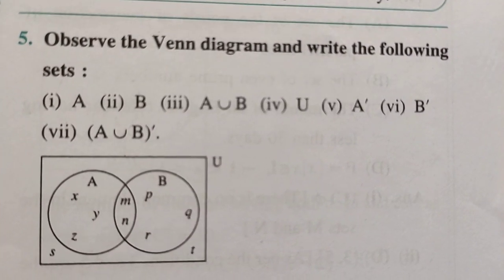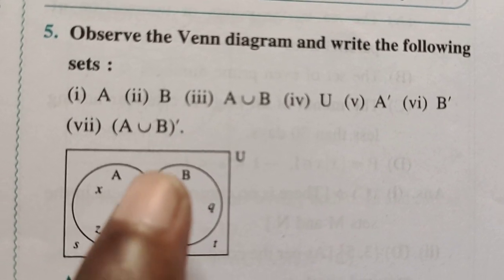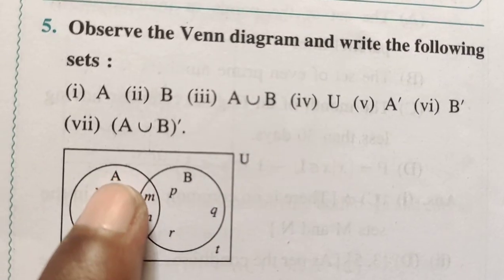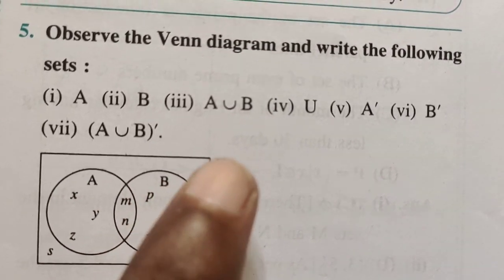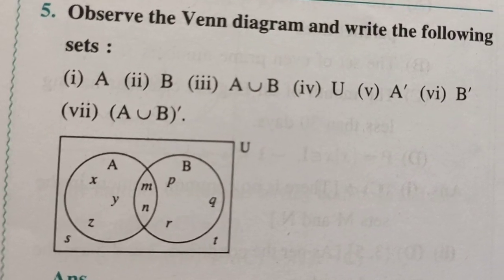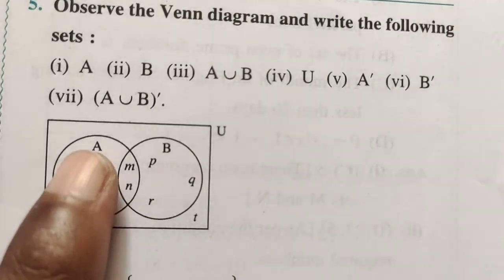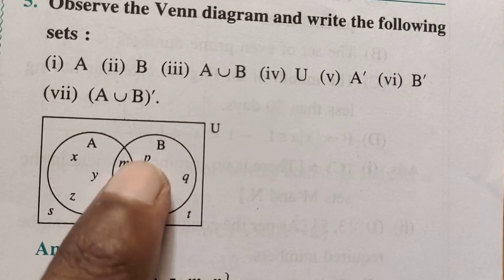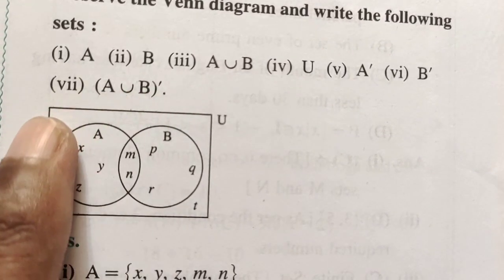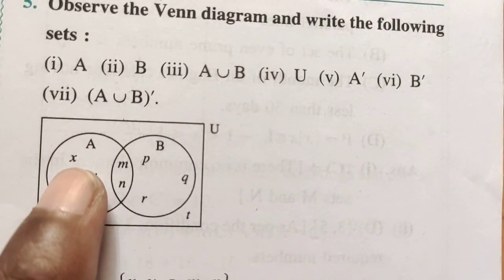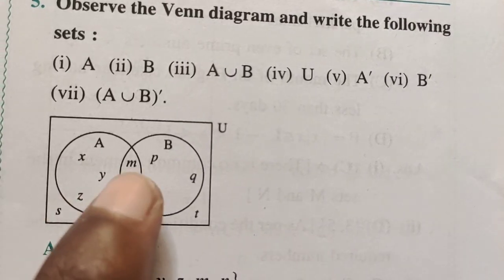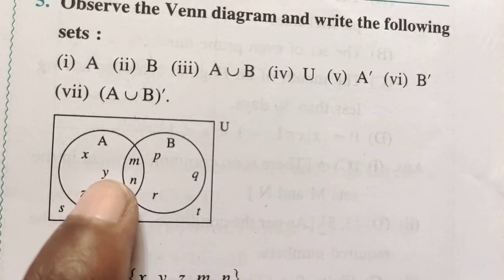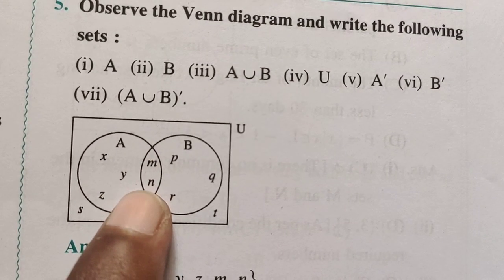In this case you have to observe this Venn diagram. See what is there in the Venn diagram. You are given set U, set A, and set B. By observing this diagram you have to give the answer of these sets. Now see what is there in set A. Set A means this circle. So write those elements which you can see in this circle: X, Y, Z, M, N. So in set A you are going to write X, Y, Z, M, N.